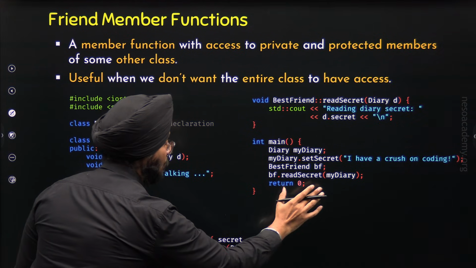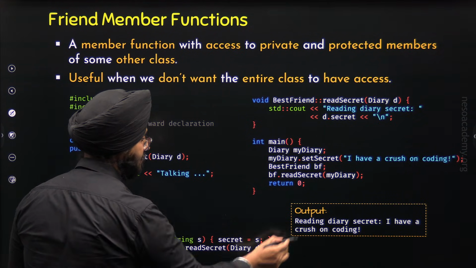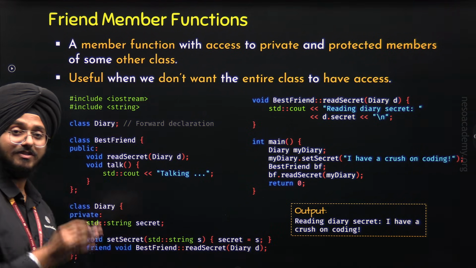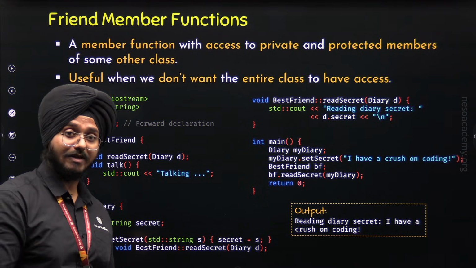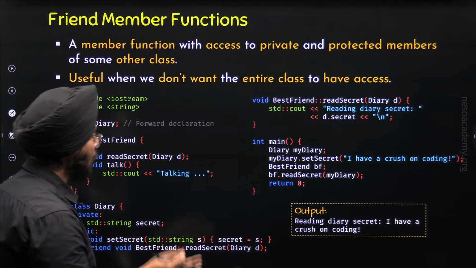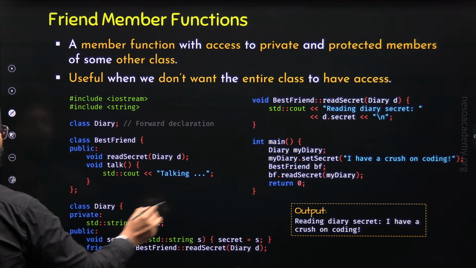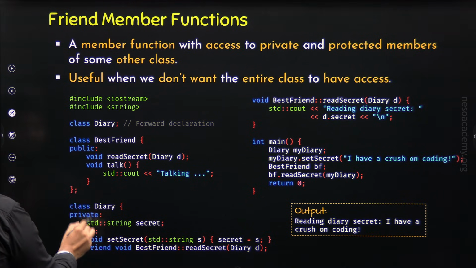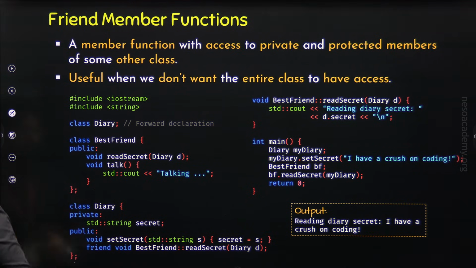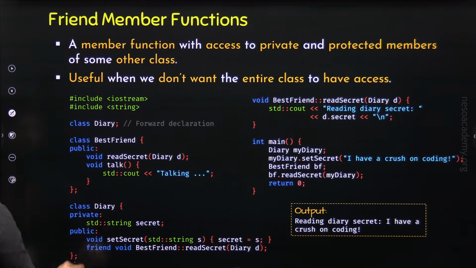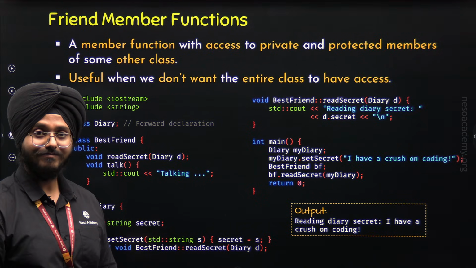Now, when we execute this program, we will get the output as expected. Reading diary secret, I have a crush on coding. We are getting the same output as before in the last lecture. There is only one difference. Here we have not defined this entire class as the friend class of this class diary. Instead, we have just defined this function as the friend member function of this class diary. Here you can observe the same thing. I hope this idea is clear to you.